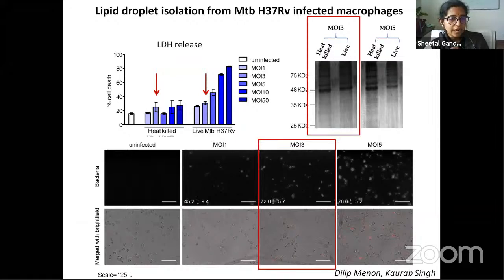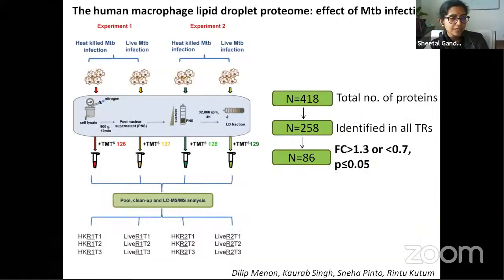So now that we had the lipid droplets isolated, we performed this isobaric tag labeling. We ran two separate experiments, where in each experiment we had heat-killed MTB as a control and live TB as a test condition, and we compared the quantity of proteins that we identify in the lipid droplet.